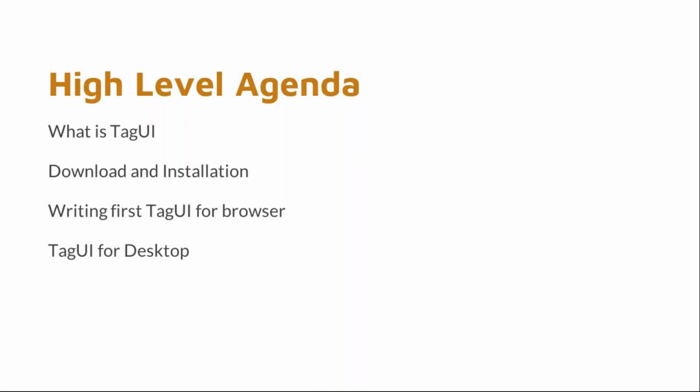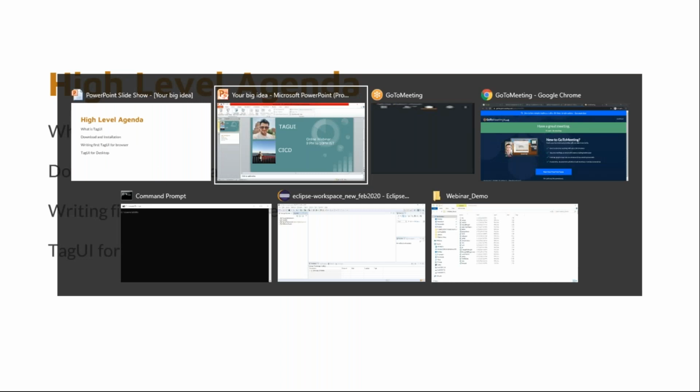So let me start with a high-level agenda for today. We'll talk about what exactly is TagUI, and how we can download and install TagUI for Windows, Mac, and Linux. Right now, this webinar will be focusing only on Windows, but the procedure will remain the same whether you go on Mac or Linux. Then we will be writing our first TagUI script that will be automating the browser part. Once you're getting familiar with TagUI, I will also show you one small example of how you can automate the desktop application with the help of TagUI. So let me show you the official links first of all.